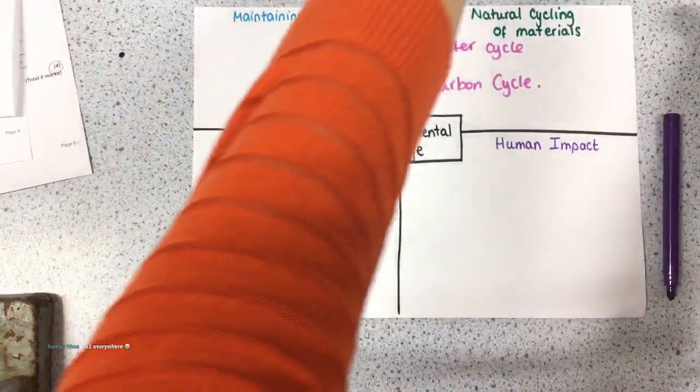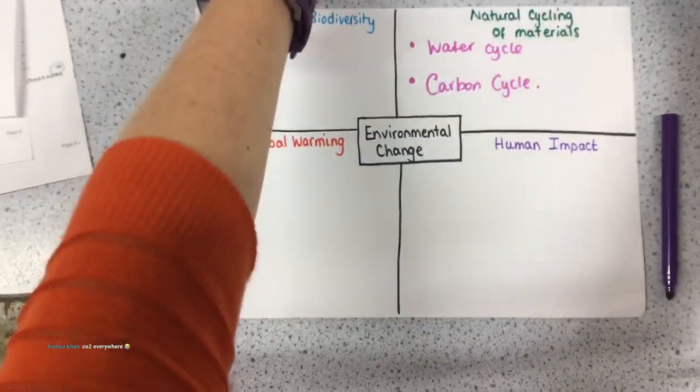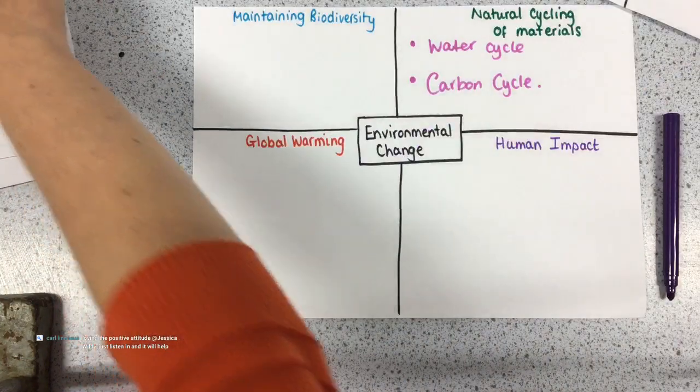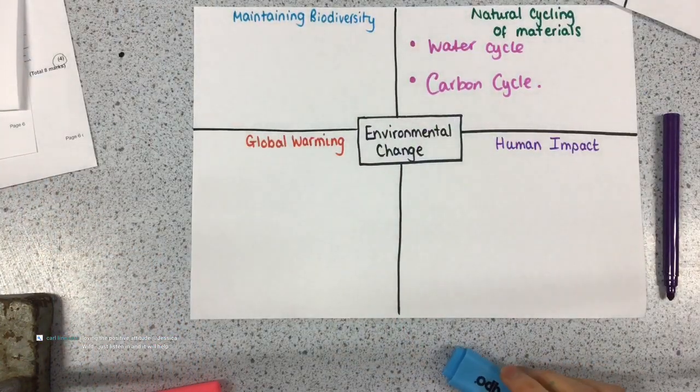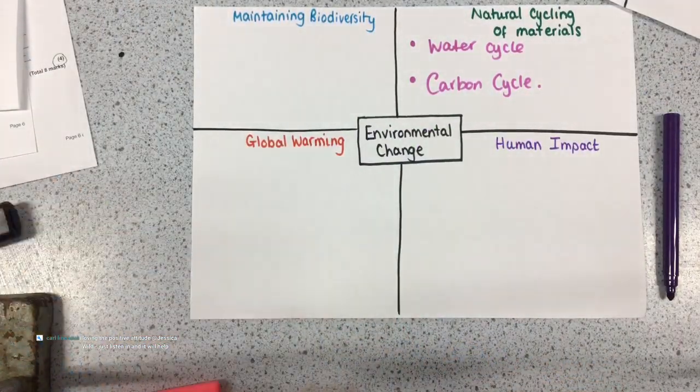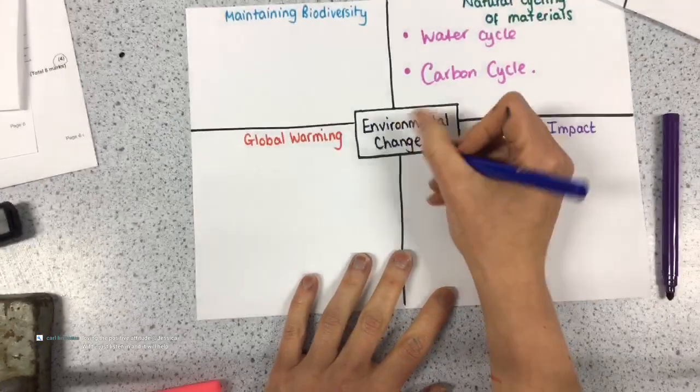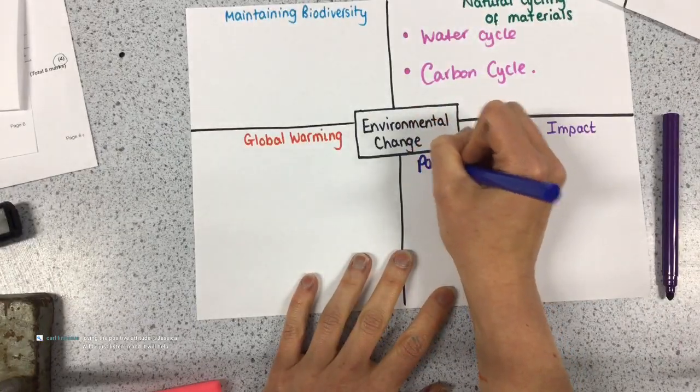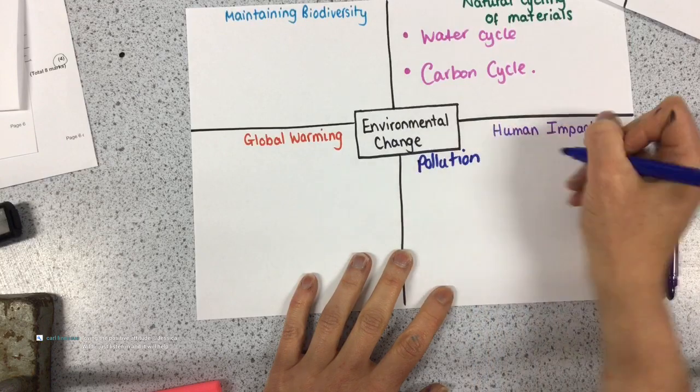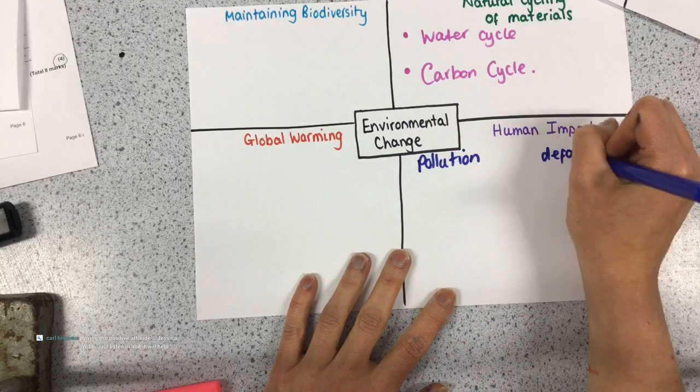Now, let's have a little look. So, we go back to our natural cycles. On the right sheet, what we're going to look at is humans' impact on the environment. Really, the Spec breaks this down into pollution and deforestation.